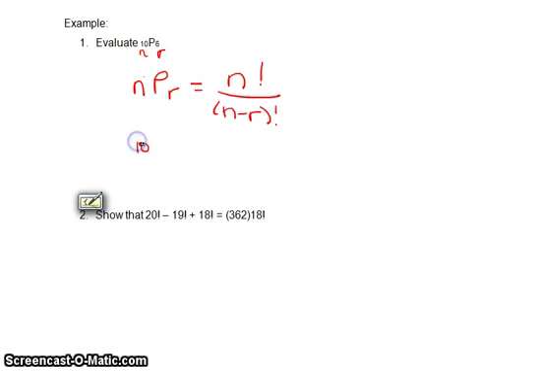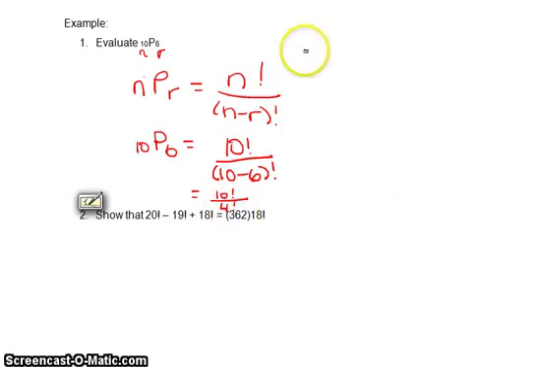So 10P6 is equal to 10 factorial over 10 minus 6 factorial. So we can simplify inside our brackets there. That is equal to 10 factorial over 10 minus 6, which is 4 factorial. Now if you want to, you guys are more than welcome to use your calculators, but I want to go through a little bit more of the process about what if we didn't have a calculator.